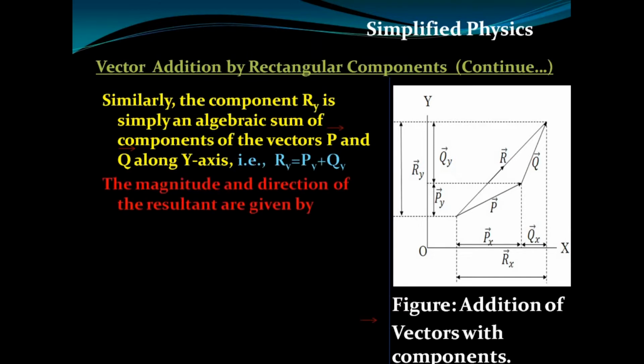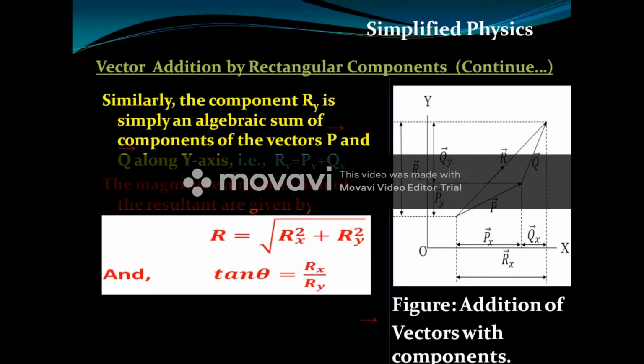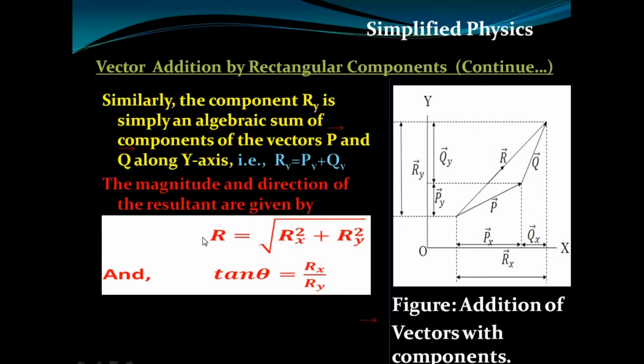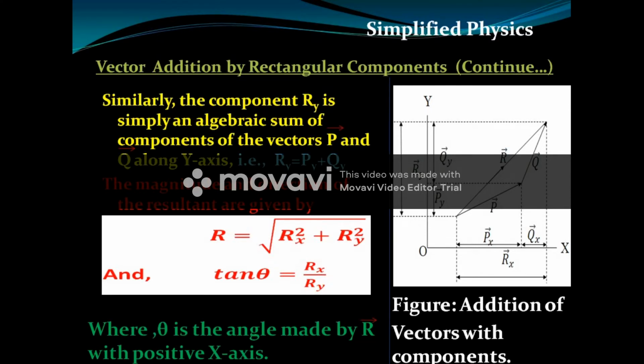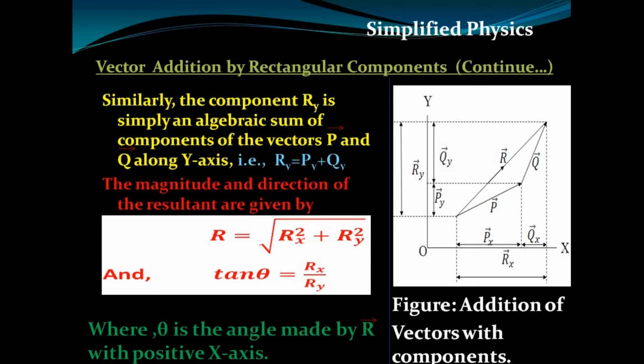In this way we can add two vectors using the rectangular components. What about the magnitude and the direction? Magnitude R equals the square root of Rx square plus Ry square. If you know Rx and Ry, then you can find the resultant R. And the direction theta: tan theta equals Ry by Rx. Using this relation we can find the resultant, and theta is the angle made by R with the positive x-axis. That's obvious. In this way we can add two vectors using rectangular components.